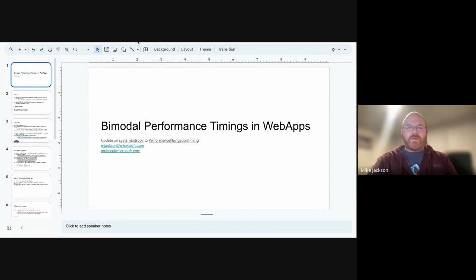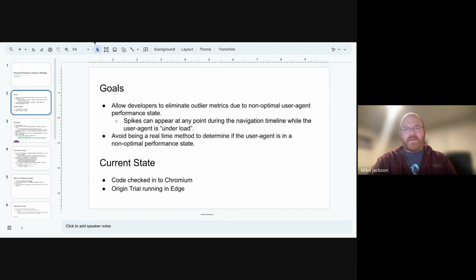But what I did want to do first, before we jump into that, was give a brief overview for folks who didn't get a chance to catch up last time when I presented. Basically, the proposal here allows developers to eliminate outlier metrics when the user agent is in a non-optimal performance state. And what we've seen is that the data indicates that the delays can happen at any time in the navigation pipeline when the user agent is under load.